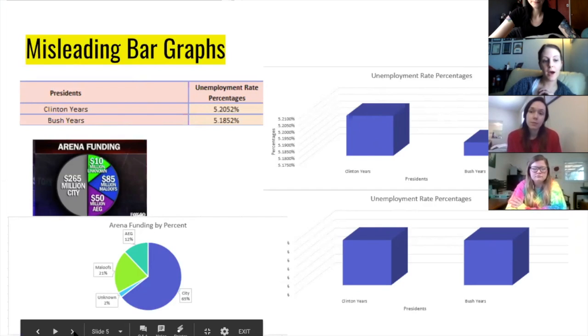And then with the pie chart, they can be created to be misleading by simply being created wrong. Like in the area funding, at the top shows where the news put their bar graph. And then when we recreated the bar graph in class, it showed that the city actually did much more than just half, as illustrated by the graph above.